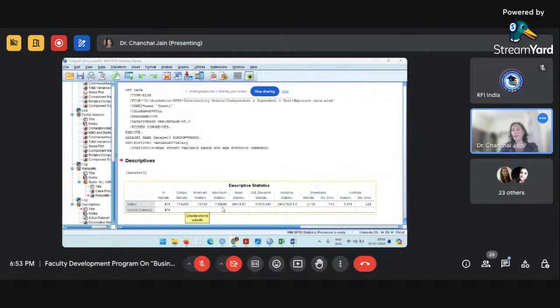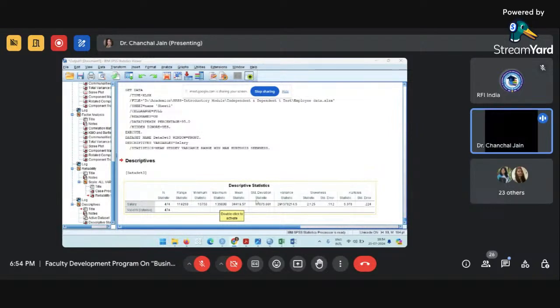I hope you know the formula for range. Can anyone tell me the formula for range? Maximum minus minimum. Very correct. It's maximum minus minimum. So if you use your calculator, you can subtract this and get this particular figure, right? So this is the range, minimum and maximum of the salary.